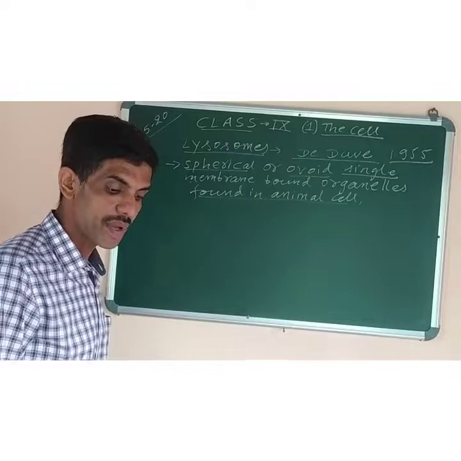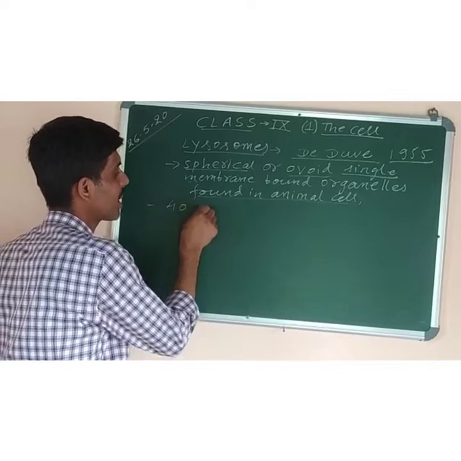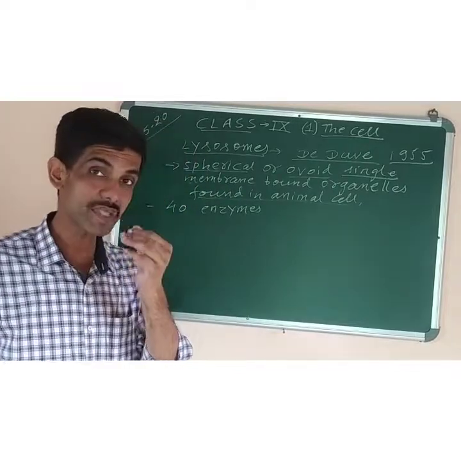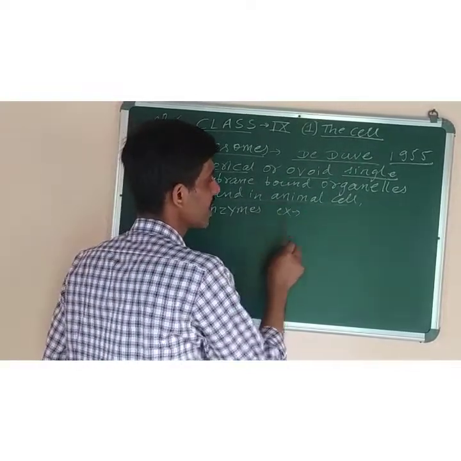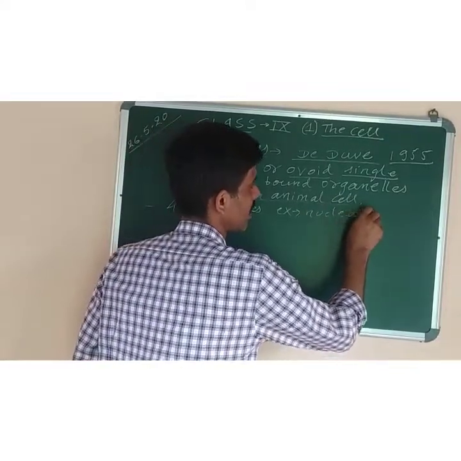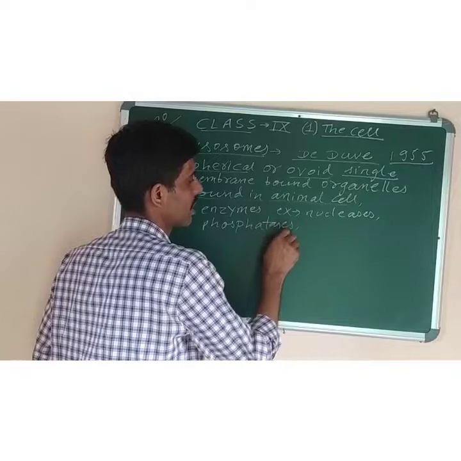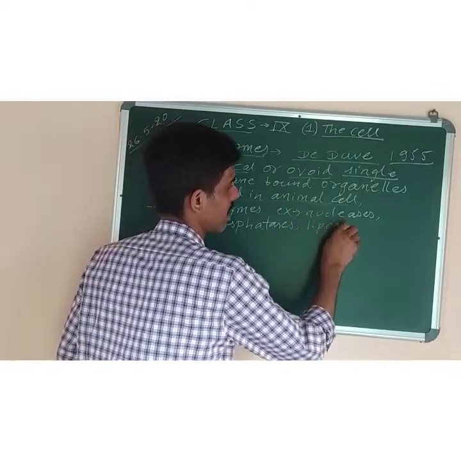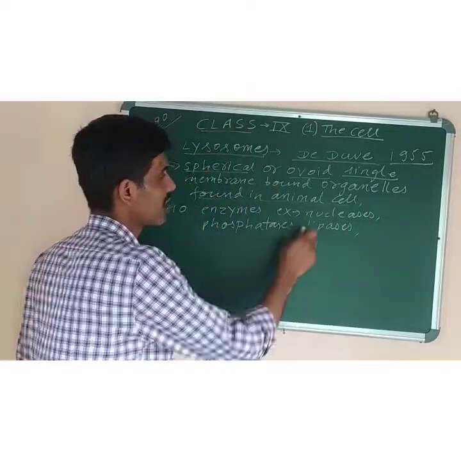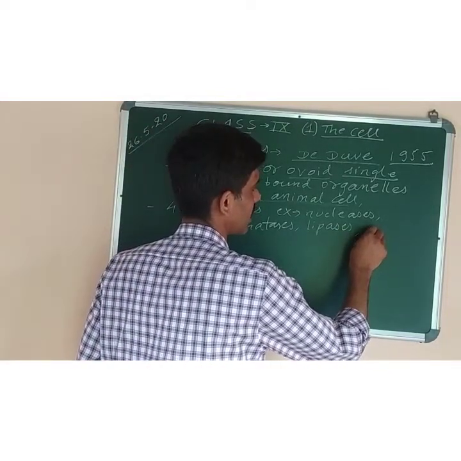Now next, what is the chemical composition of lysosomes? Lysosomes contain 40 different types of enzymes. 40 types of enzymes are there. Now what are the names of some of these enzymes? If you ask for examples, it consists of enzymes like nucleases, phosphatases, lipases. What we can write? Nucleases, phosphatases, lipases.